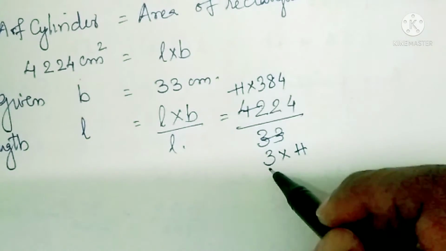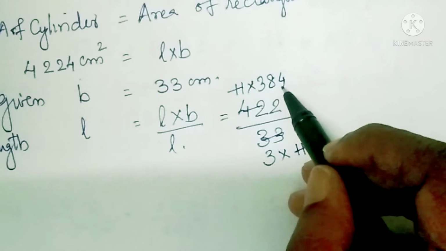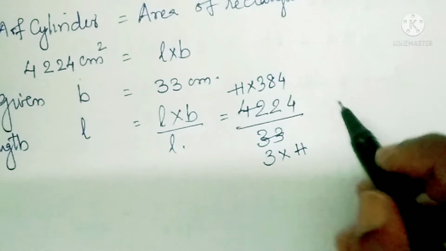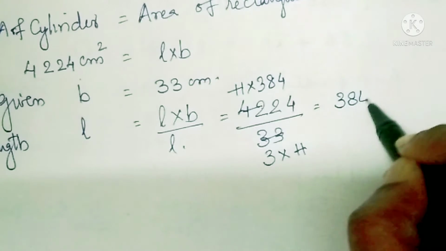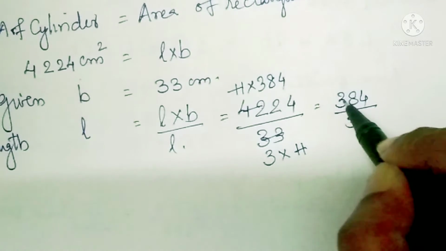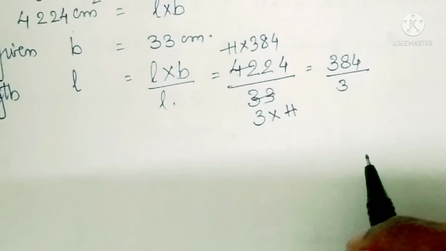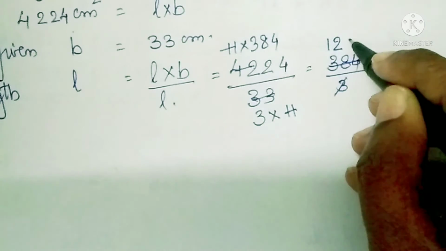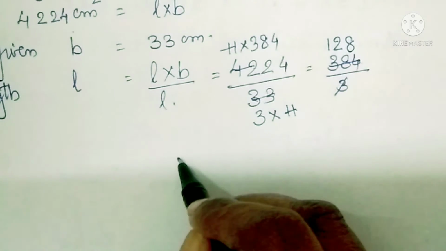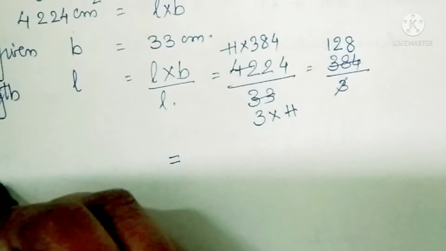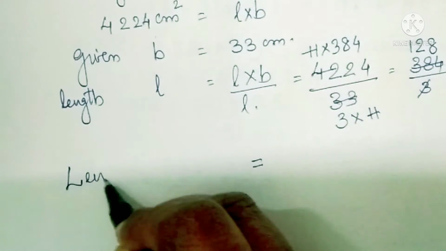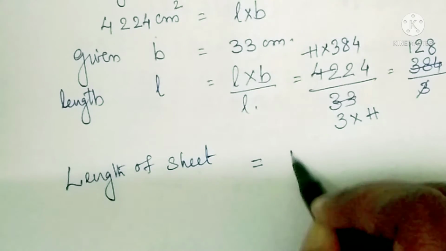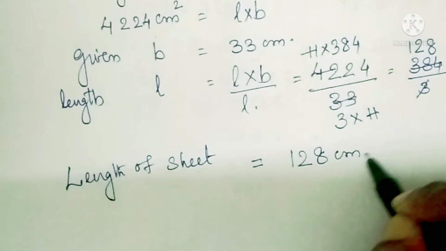Now check whether it is divisible by 3 or not. 3 plus 4, 7. 7 plus 8, 15. Okay, 8 plus 4, 12 plus 3, 15. So 384 upon 3, which is equal to 3 ones are 3, 3 8s are 24, 3 12s are 36. So what is the length of the sheet? Length of the sheet is equal to 128 centimeter.